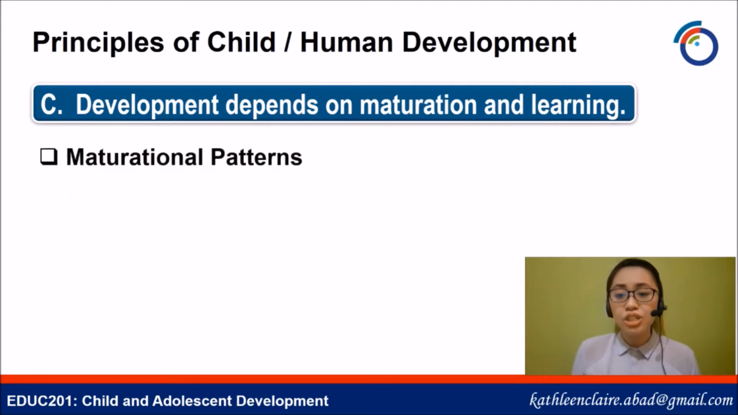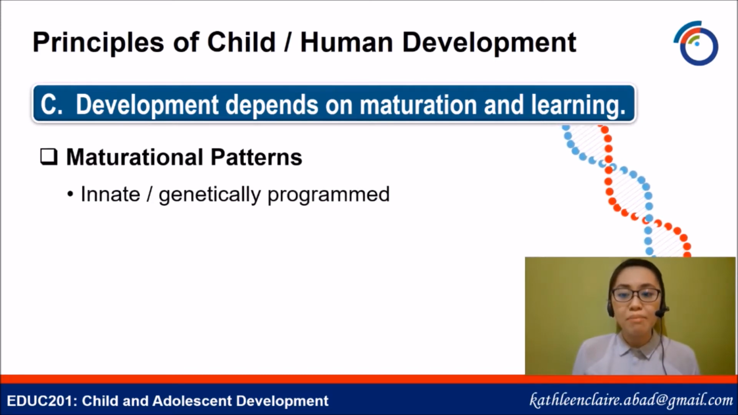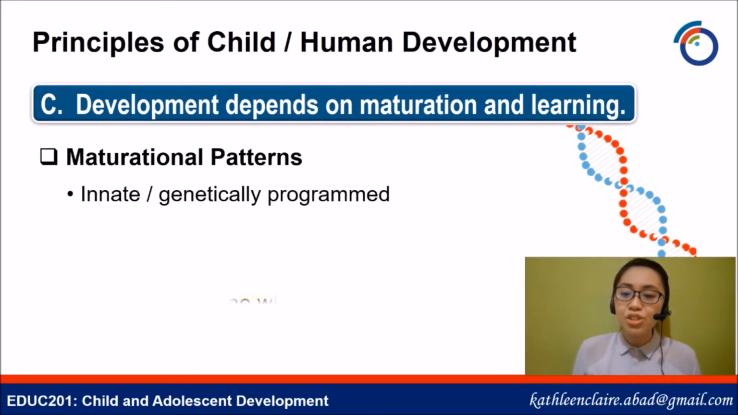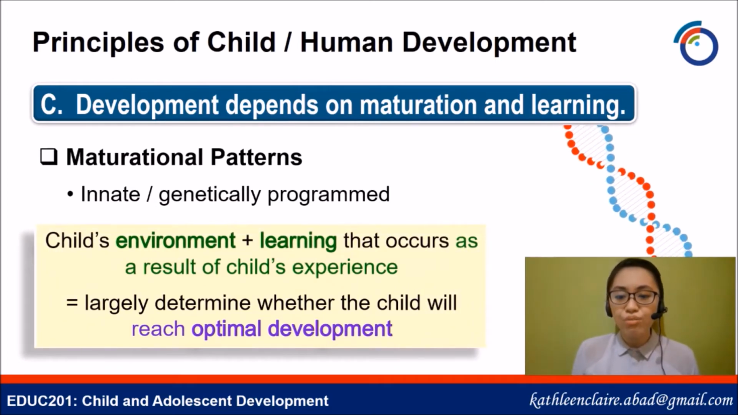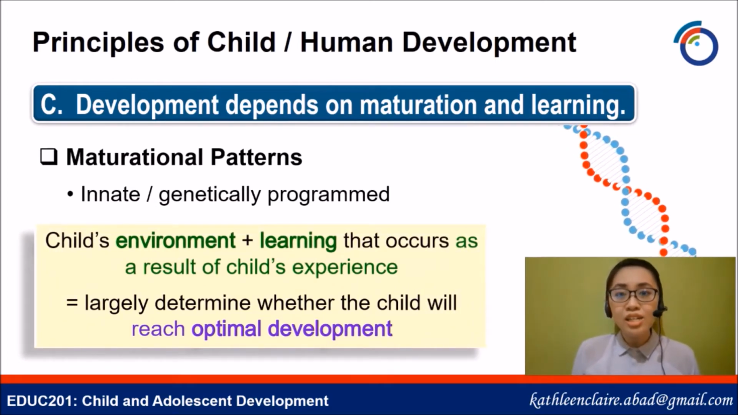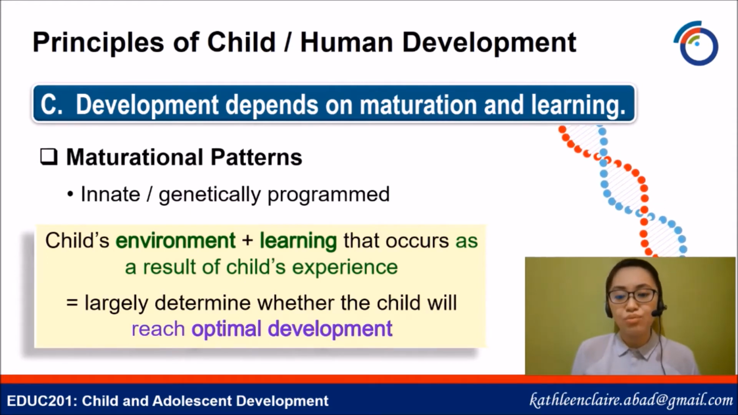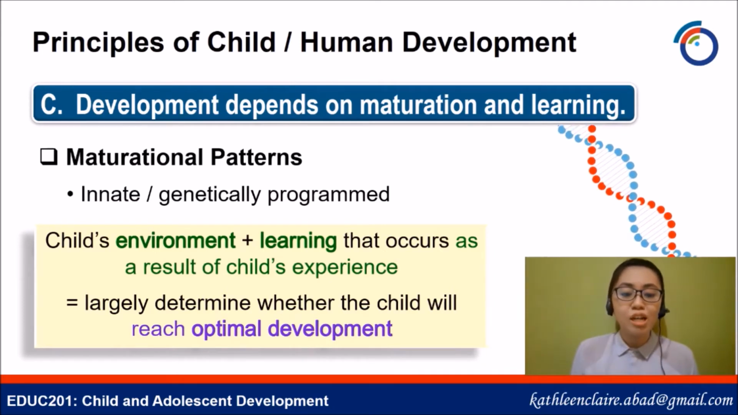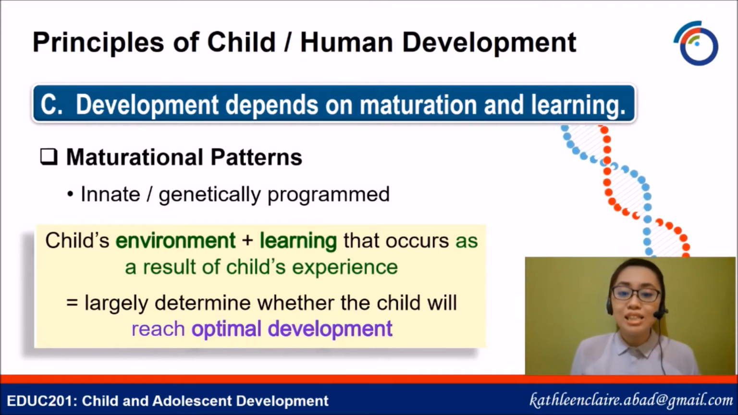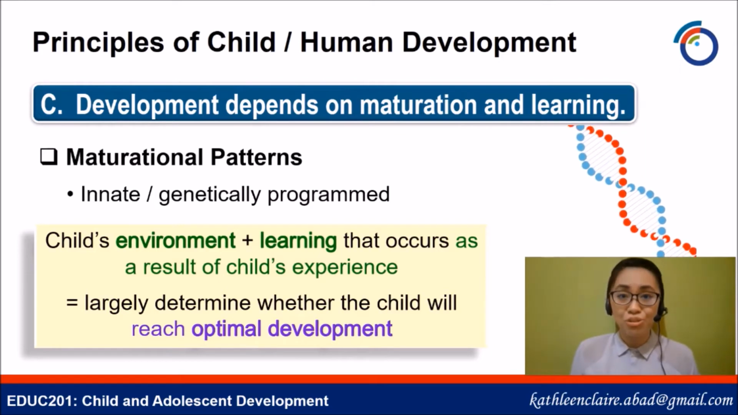Next, we have maturational patterns. So, these are innate or genetically programmed. Ang sinasabi dito is that child's environment plus the learning that occurs as a result of child's experience largely determine whether the child will reach optimal development. So in order for children to develop to their full potential in terms of cognitive and motor skills, one must be exposed to different types of environments and situations kasi dun sila matututo. Alright?